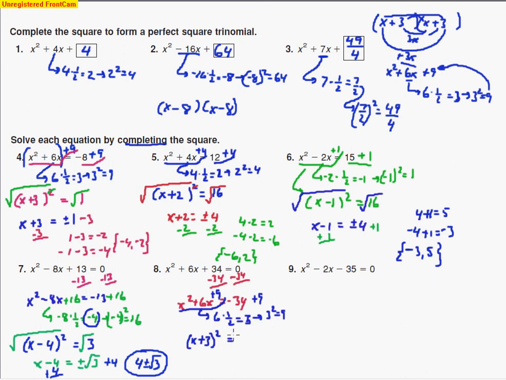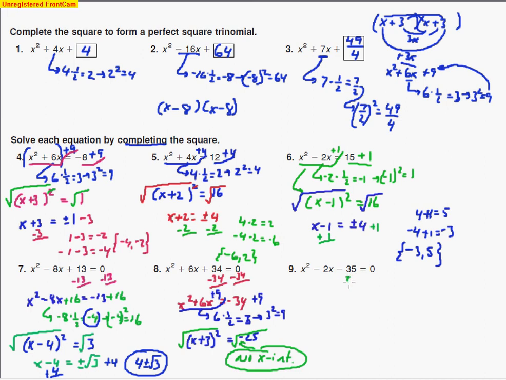Well, when I do this subtraction, I end up with a negative number. I end up with a negative 25. And there's a problem right there. Because when we go ahead and take the square root of both sides, I can't take the square root of a negative right here. And because of that, that means we don't have an x-intercept. So there's no x-intercepts here. There's no solution.